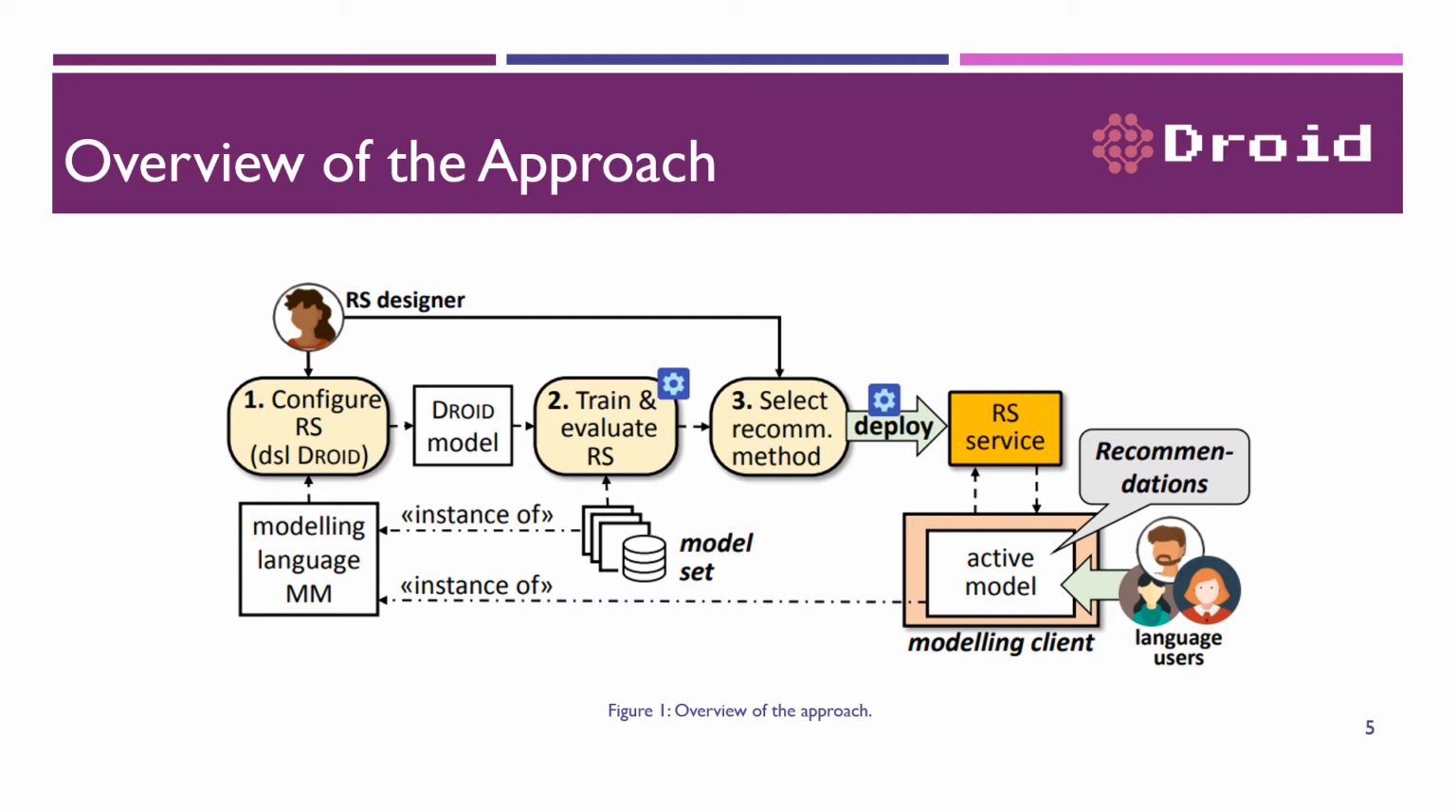In this approach, the recommender system designer will configure the recommender system via the domain-specific language called Droid. The designer will need to provide the metamodel and a set of model instances conforming to this metamodel. Using the configuration settings and the set of models, Droid trains and evaluates the different recommender systems specified via the DSL. After the designer has selected the preferred method, it will be deployed as a recommender system service where language users can ask for recommendations via modeling clients.